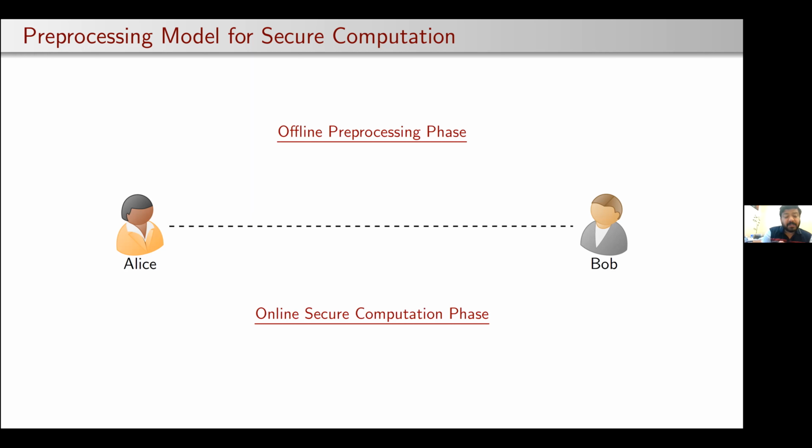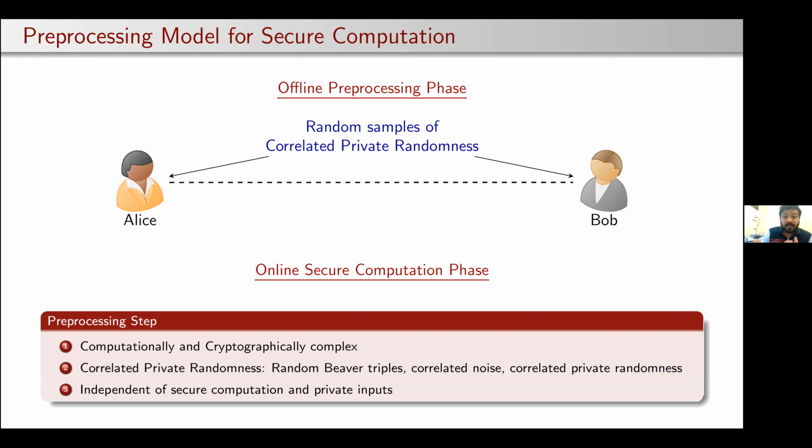So the pre-processing model has two phases, the offline phase and the online phase. During the offline phase, parties get together, interact, and generate correlated samples. They could be random Beaver triples, random samples from correlated noise, or correlated private randomness. However, this step is extremely computationally expensive. And this step, in fact, is independent of the target secure computation and the private inputs that parties will use.